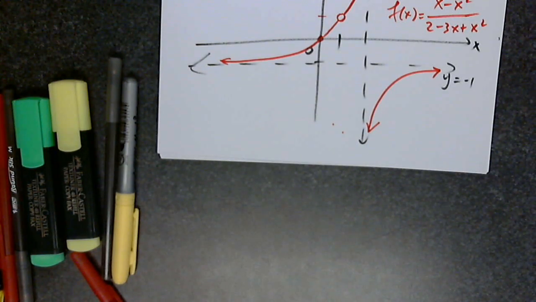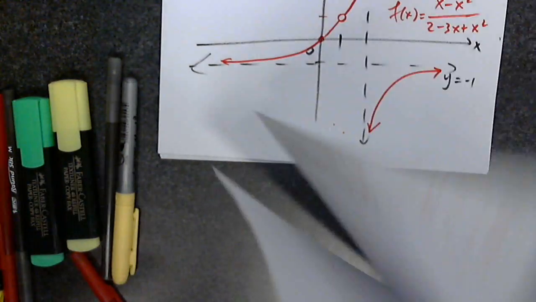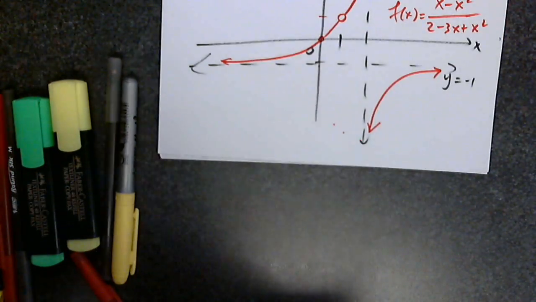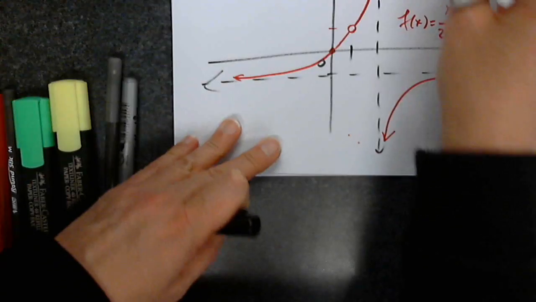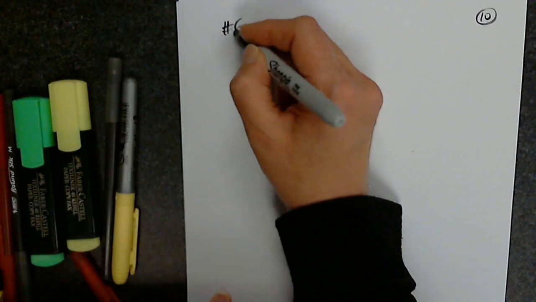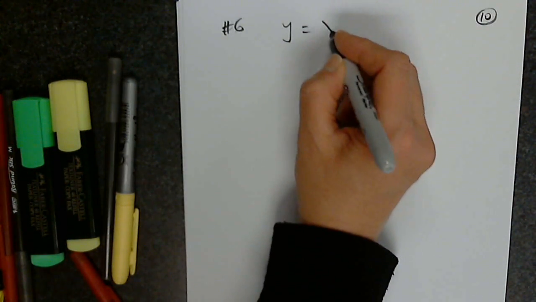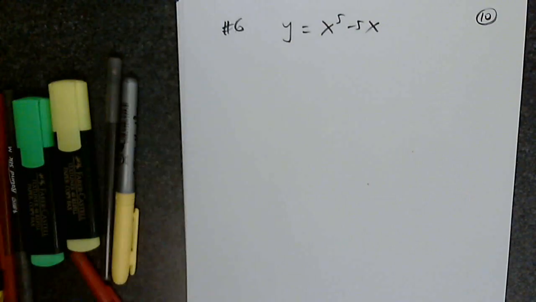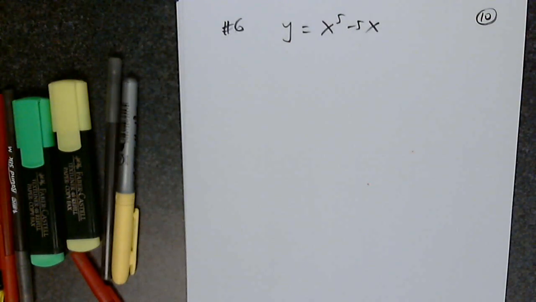Any questions on this? Can we do one that has the max? Yes. Okay. Let's look at number 6. Any questions on this problem? Number 6. y equals x to the 5th minus 5x. So let's start working on this.